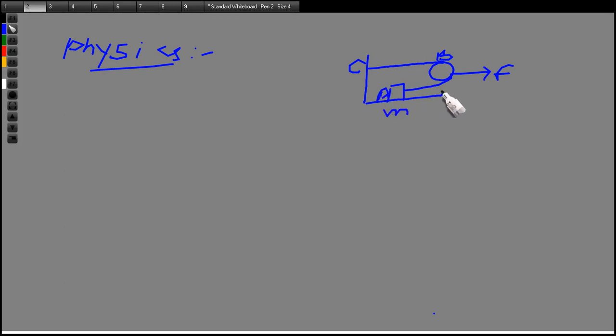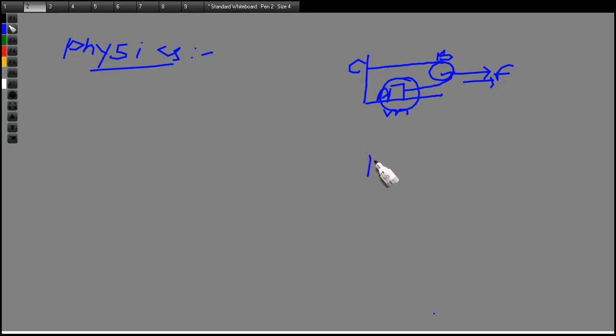The question is that if there is a force, this is the center of the pulley. Okay, this is the center of the pulley, and there is capital F applying. Then the question is, what is the acceleration of this block? Okay, so as we know, the question belongs to Newton's law actually, and we have to draw the FBD.